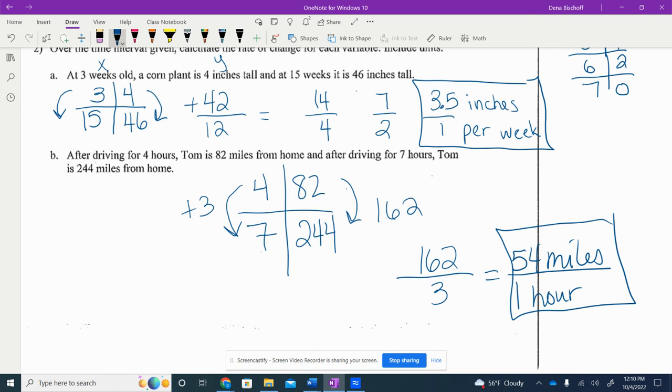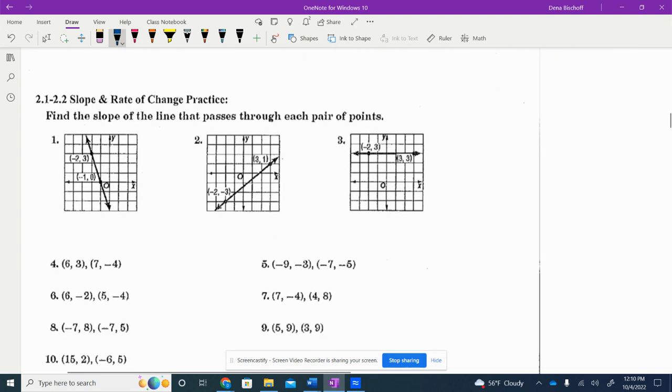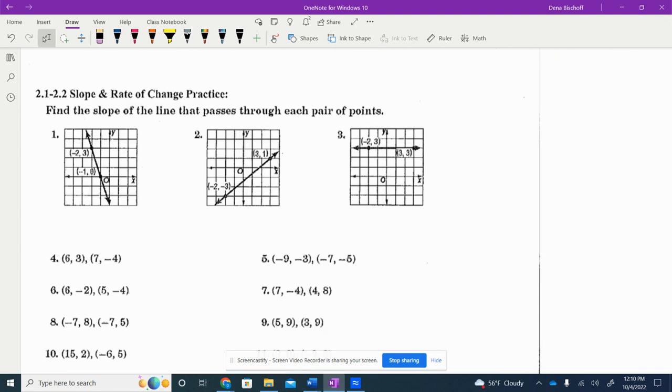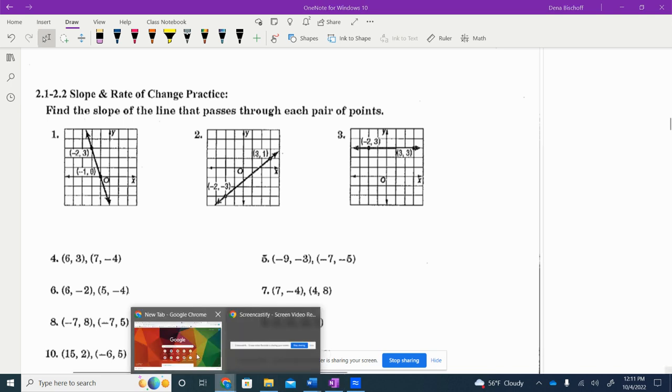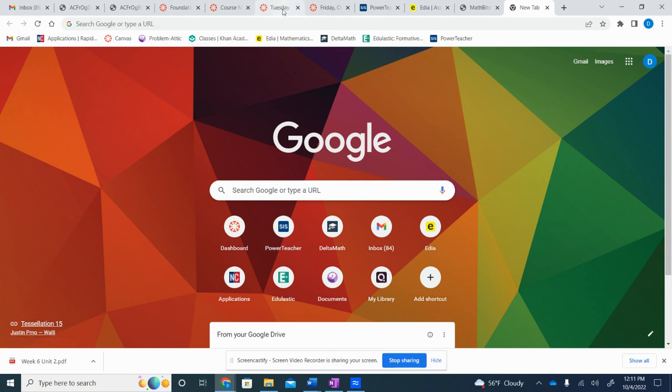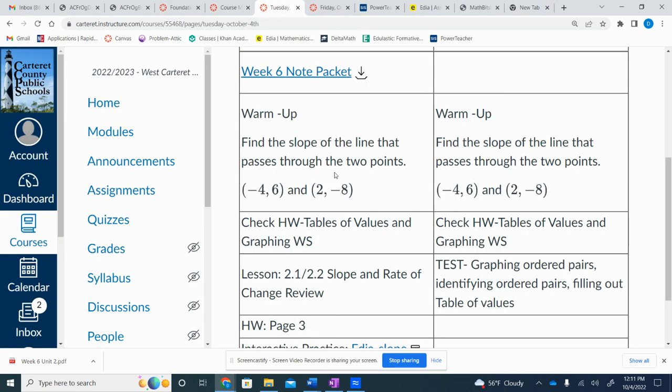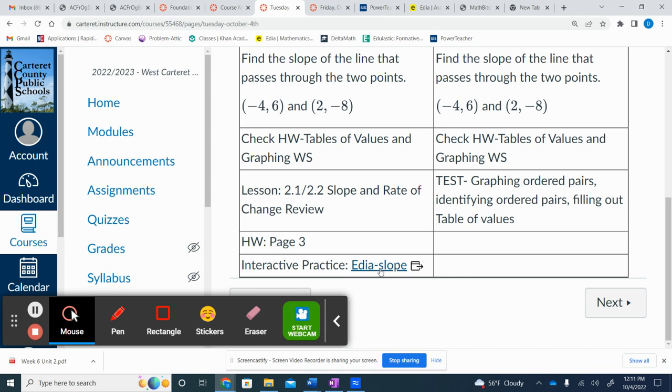Okay. All right. So we have this as our homework tonight, the 2.1, 2.2. I know that we have 50 minutes. So you have your 2.1 and 2.2. You also have EDIA slope. There's 5 questions there.